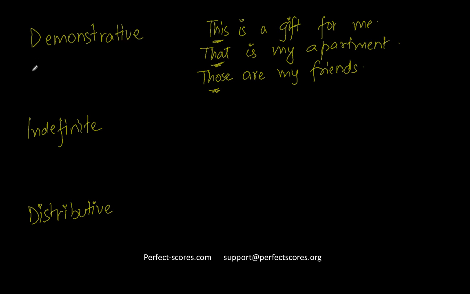So let's have a list of these demonstrative pronouns. This, and in plural, these, that, singular, and plural will be those. So these are demonstrative pronouns because they point out the subjects to which they are referring. So this is a gift for me. Imagine you're looking at, let's say, a box, and you say, this is a gift for me. So this refers to the box, which is the gift.